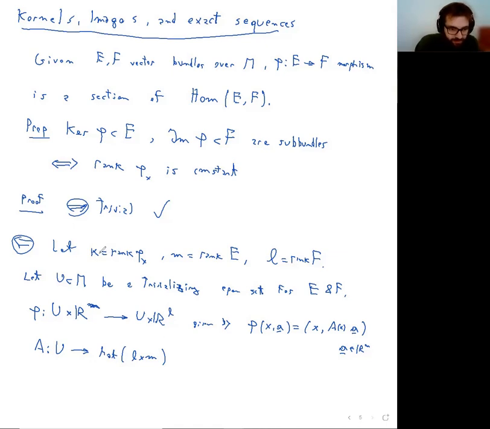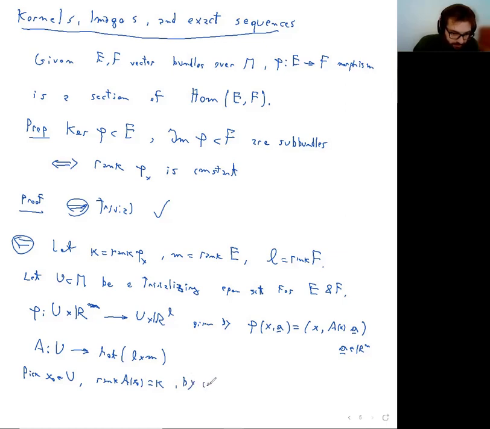And since we're assuming that the rank is constant, let's say we fix an x0 in U, and the rank of A at x0 is k. So this is the rank as a matrix.